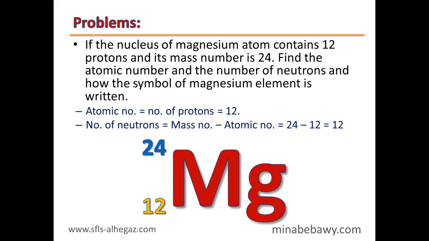The symbol of magnesium is Mg. Its atomic number is written in the lower left corner, 12. Its mass number is written in the upper left corner, which is 24. The symbol of magnesium is Mg 12 24.